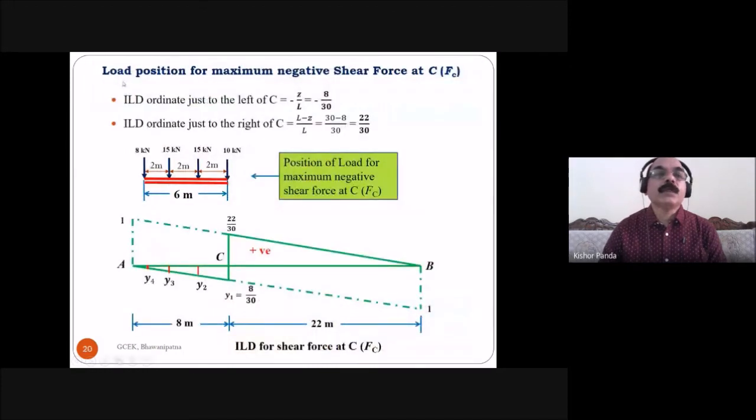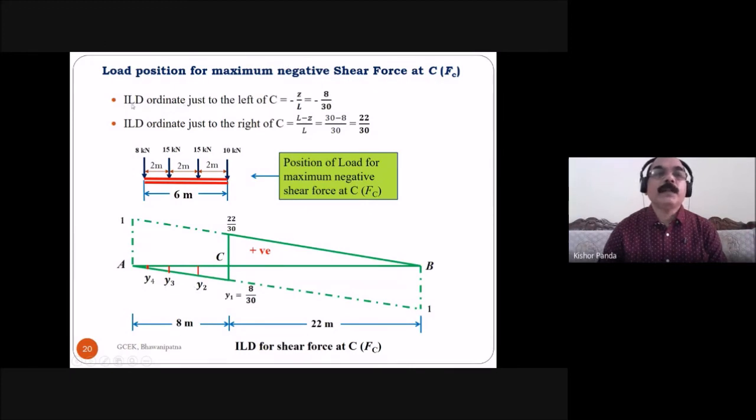So first coming to the negative shear force. First we'll determine the maximum negative shear force at C. So this is the load position, which we have already discussed in the theory part. This is the position of load for maximum negative shear force at C. And these are the loads 8 kilonewton, 15, 15 and 10 kilonewton, at 2 meter intervals. The total length is 6 meters. We need to find the maximum negative shear force at a distance of 8 meters from the support A.